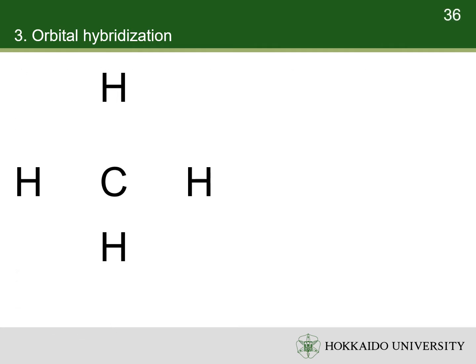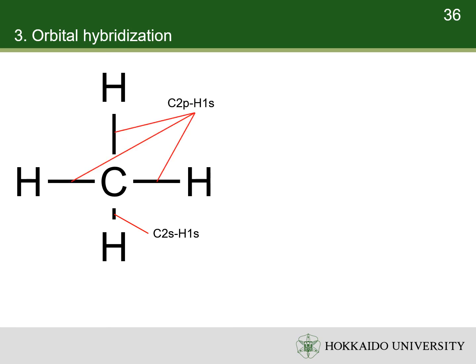If each bond is formed by the overlap of one atomic orbital in carbon and one atomic orbital in hydrogen, there should be a bond by the overlap of the carbon 2s orbital and hydrogen 1s orbital, and 3 identical bonds by the overlaps of the carbon 2p orbitals and the hydrogen 1s orbital. The two types of bonds should be different in their energies.